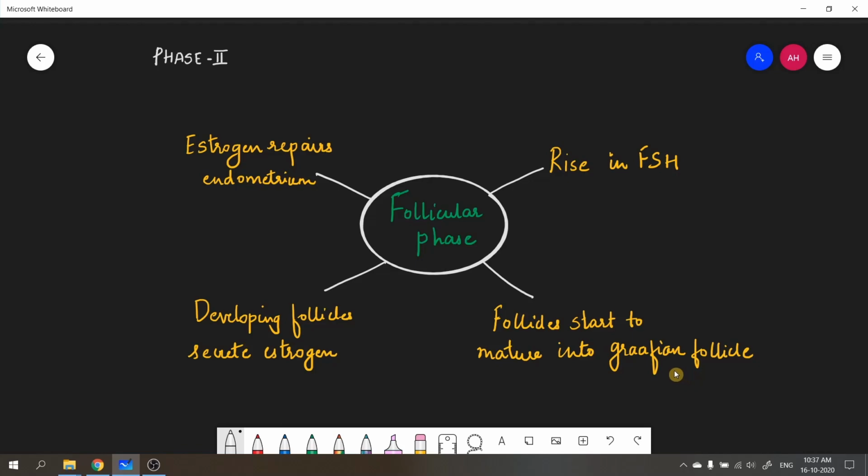Now, once the Graafian follicle is formed, these developing follicles that are formed in the ovary start to secrete estrogen. Now, what is the role of estrogen here? Estrogen is required to repair the endometrium. I had already mentioned some time back. So, estrogen repairs the endometrium that had ruptured previously in the first phase. So that is what happens in the follicular phase, and by the end of the follicular phase, the Graafian follicle is ready to release the ovum in the next phase.